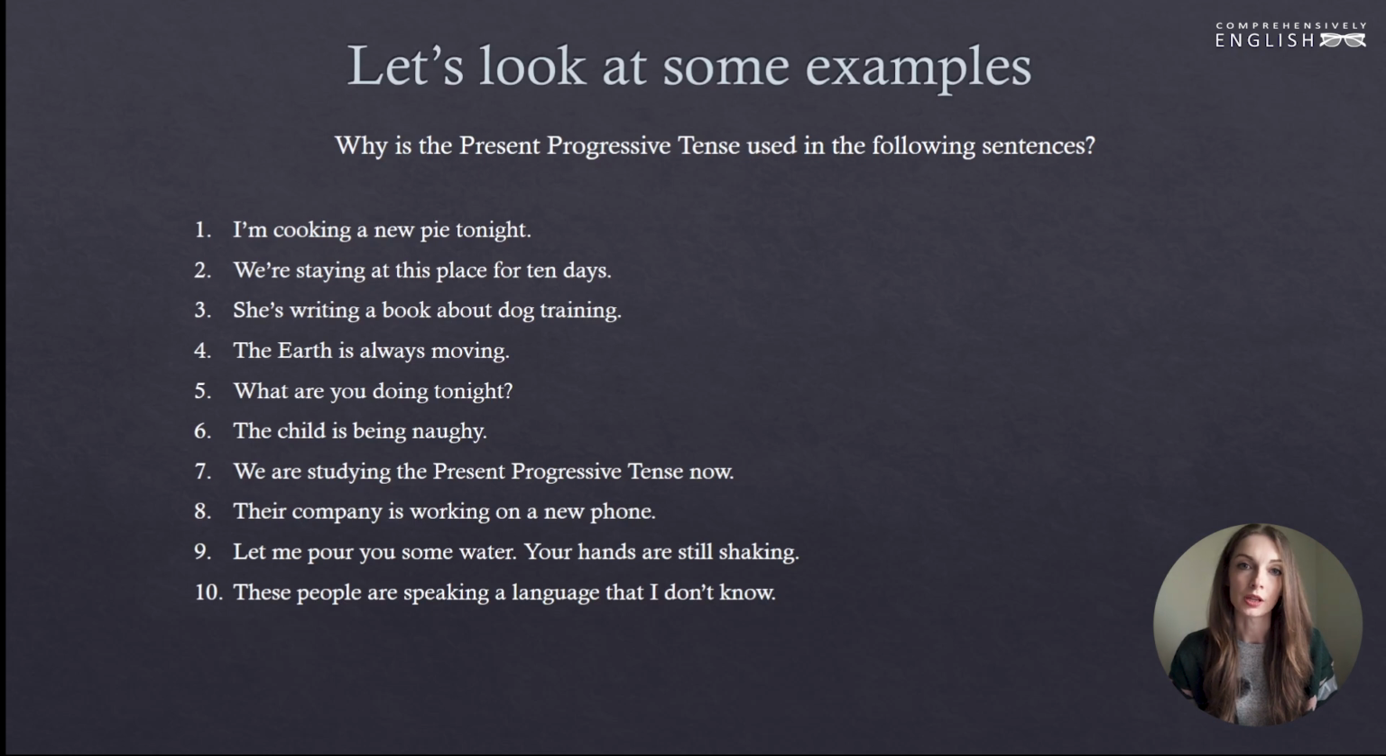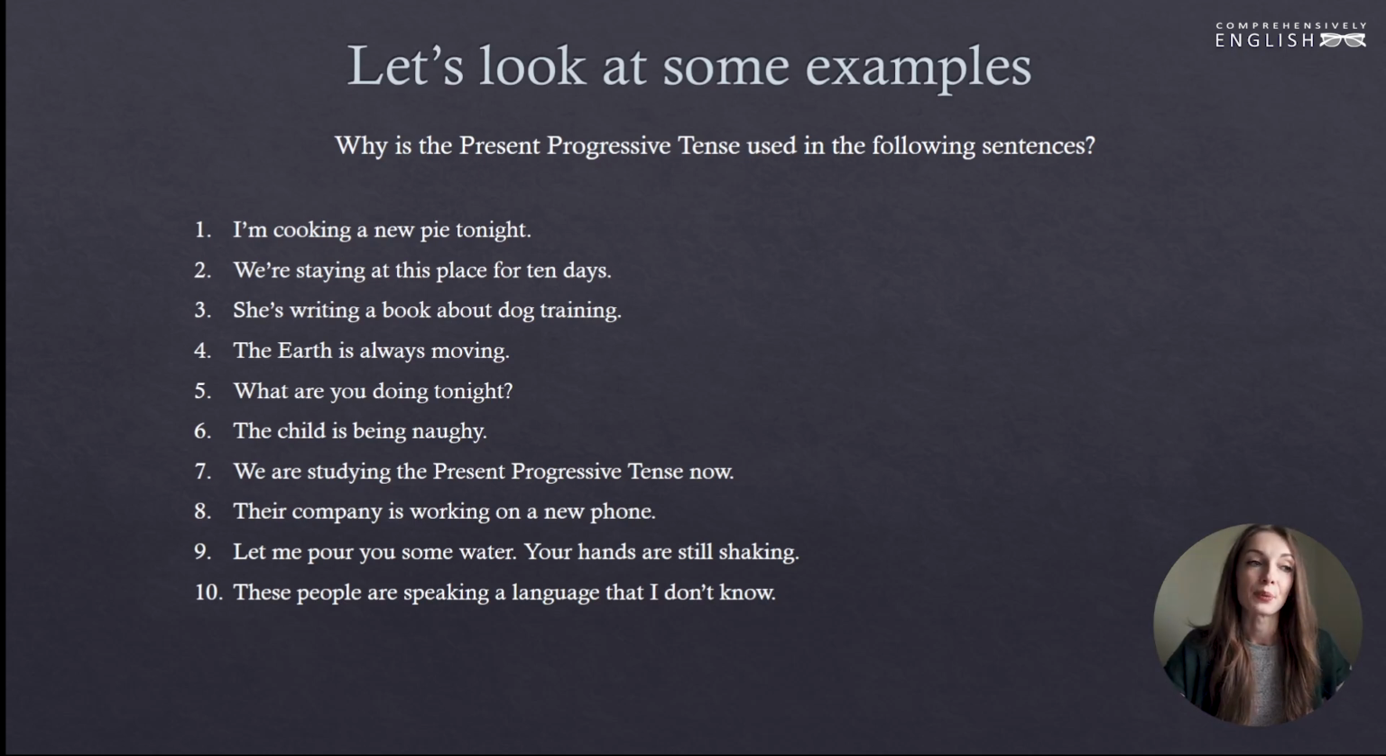What are you doing tonight? We are talking about a plan of a particular person. That's a personal arrangement in the nearest future. The child is being naughty. That's an interesting case because the verb to be is used here in the present progressive tense. And if you listened attentively, you might have noticed that I said that we cannot use to be in progressive tenses. What's going on here? We use it because to be means to behave here. It is used in a different meaning. So the child is being naughty means the child is misbehaving now.